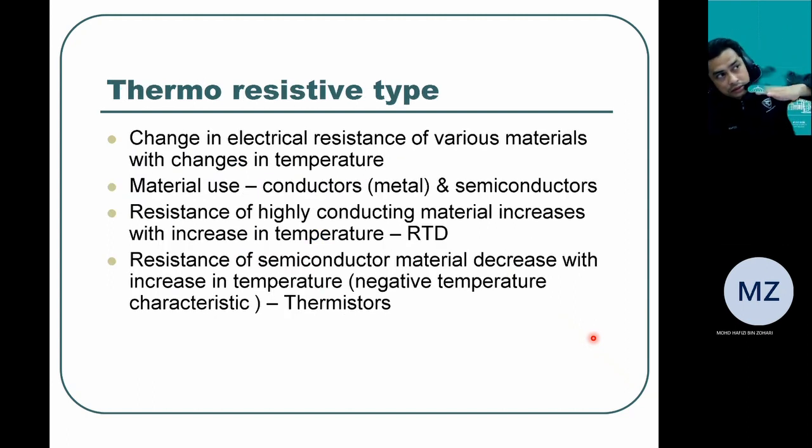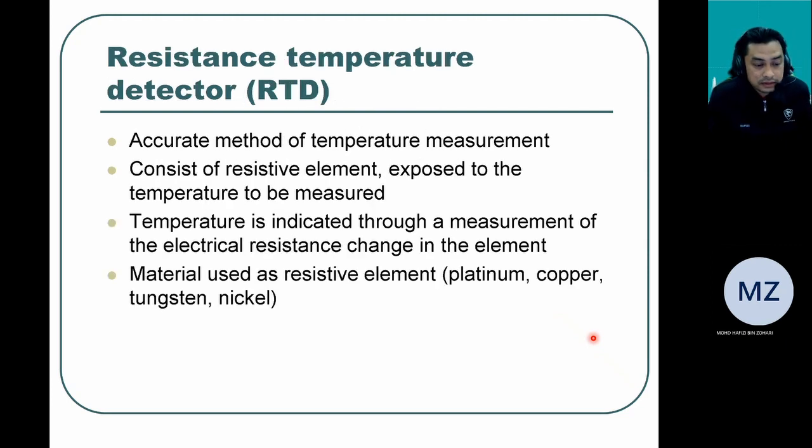All right, so we look further. The first one under the electrical method is the thermoresistive type, which is based on resistance. This is also divided into two parts: either temperature increases and resistance increases, or temperature increases and resistance decreases. We look at the first one, the RTD, which stands for resistance temperature detector. Then we go to the second one, which is the thermistor.